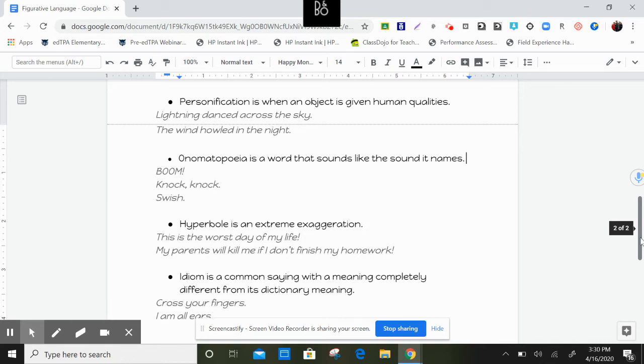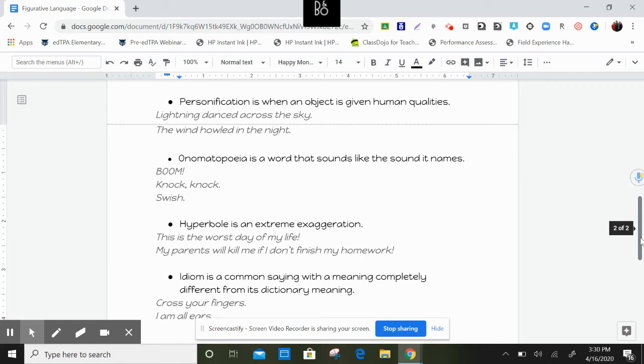For example, lightning danced across the sky. Can lightning really get out on a dance floor and dance? No. It's saying that lightning was striking across the sky, and it looked as if it was dancing because it was moving all around. And doesn't it sound more interesting to say the lightning danced across the sky than to say something in your essay like lightning was striking over and over, right?